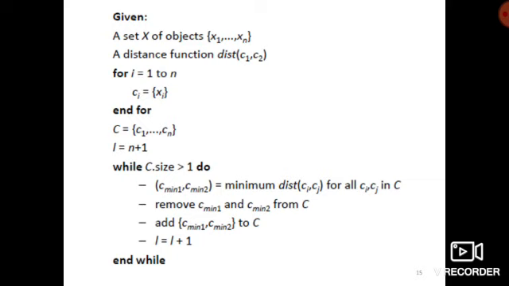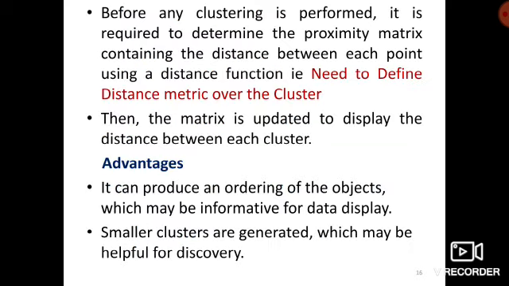In this way we create dendrograms, that is, a tree of hierarchical clusters, by using this agglomerative clustering algorithm. Before any clustering is performed, it is required to determine the proximity matrix containing the distance between each point using a distance function. So what is the important point here? Defining the distance matrix over the clusters is the important part. Now the matrix is updated to display the distance between each cluster.